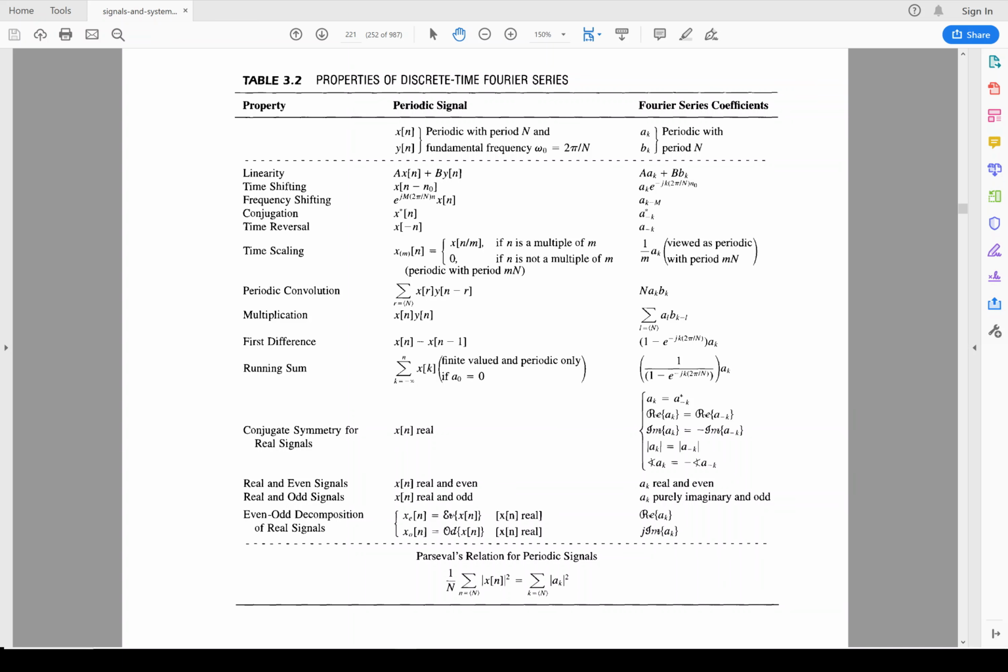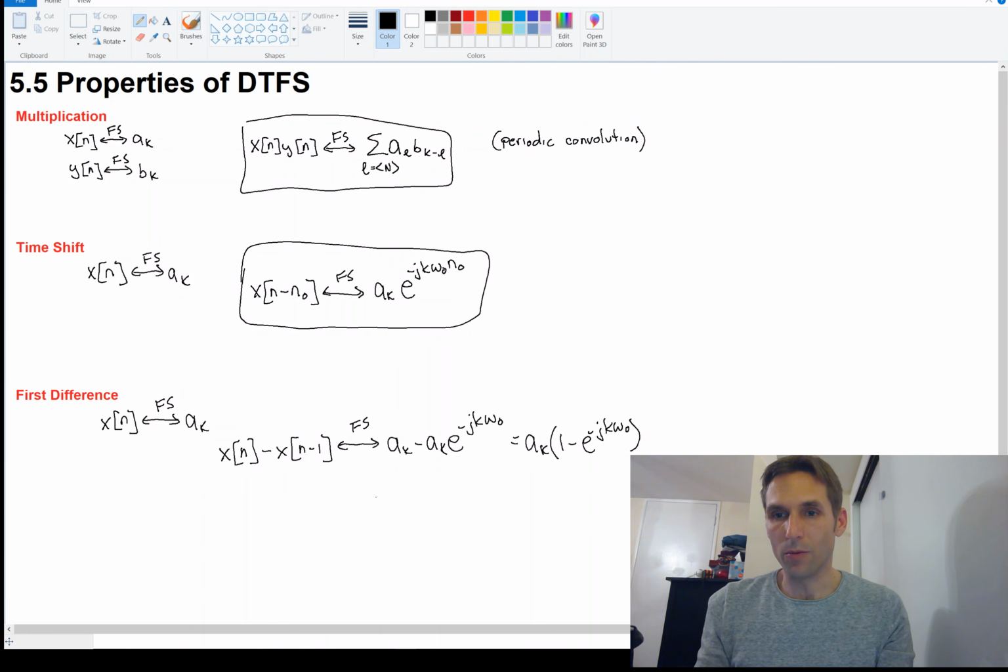So in the next video, or the next couple of videos, what I want to do is practice applying these properties, so you can see how we can use them to our advantage to calculate the Fourier series coefficients of signals that are related to signals whose Fourier series we've already calculated.